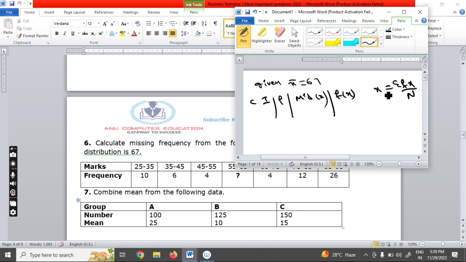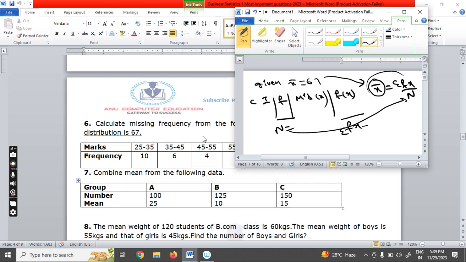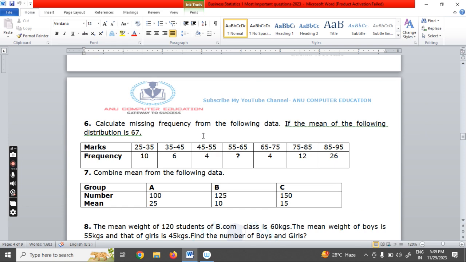In the given problem, the x bar answer is already given. What is that answer? 67. And N means the frequency total, so you will get N from here, and the fx total is also there. So you substitute all these values in the formula, including the x bar value, and simplify this equation, and you can find the missing frequency. This way we can calculate the missing frequency. This is one of the very important questions.